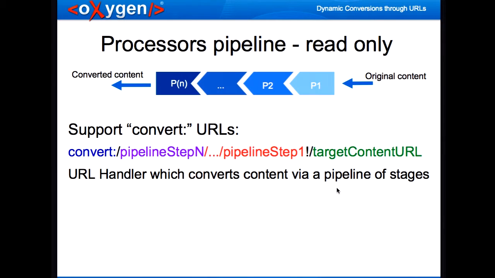So you have convert, and then between slashes you have different parts that specify a conversion step. So this will specify a conversion step, this a conversion step, and here is the target URL, like the Excel file, for instance. In Java you can implement a URL handler and register it for the convert protocol, and whenever you create a new URL or want to write to such a URL, that handler will be called, and it will be responsible for managing the conversion.